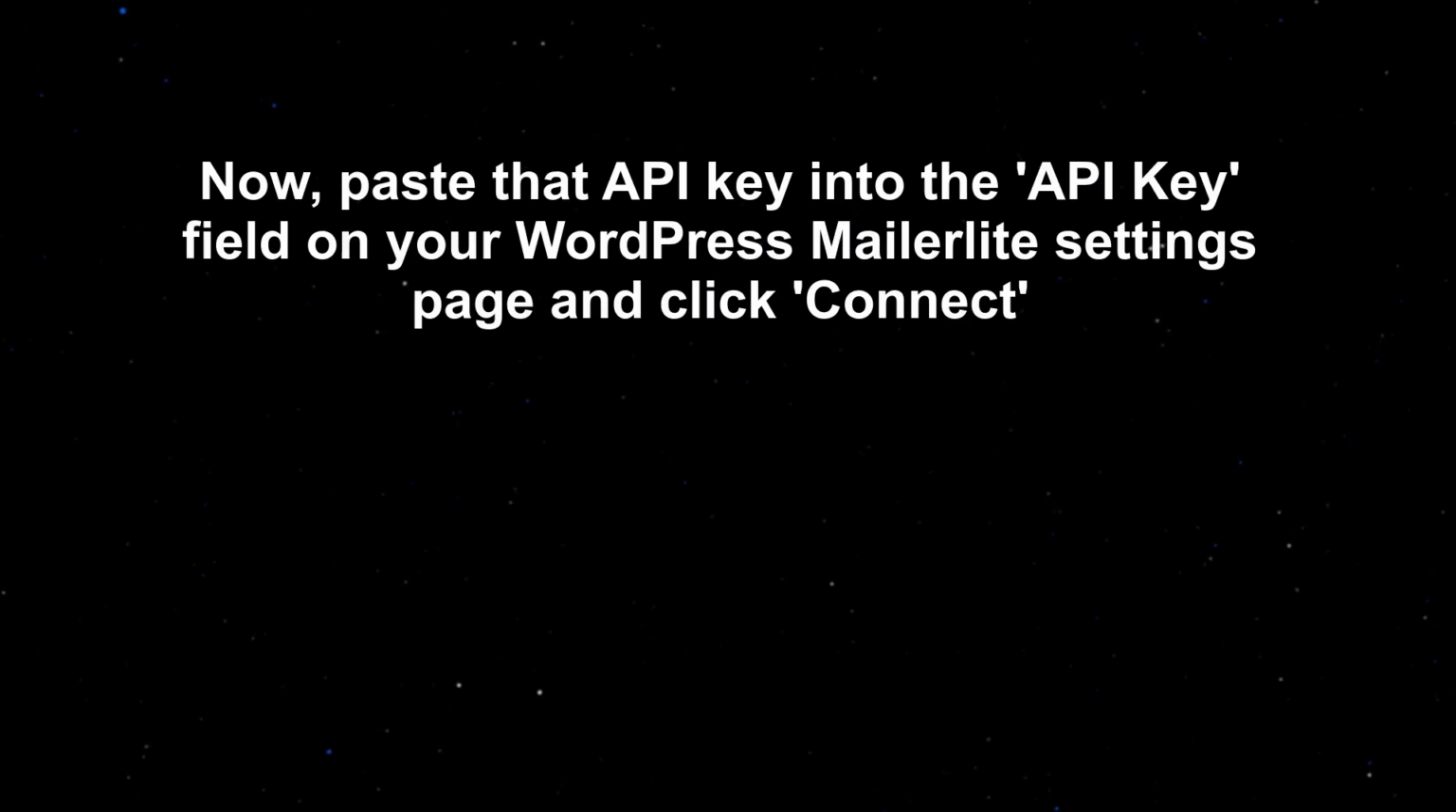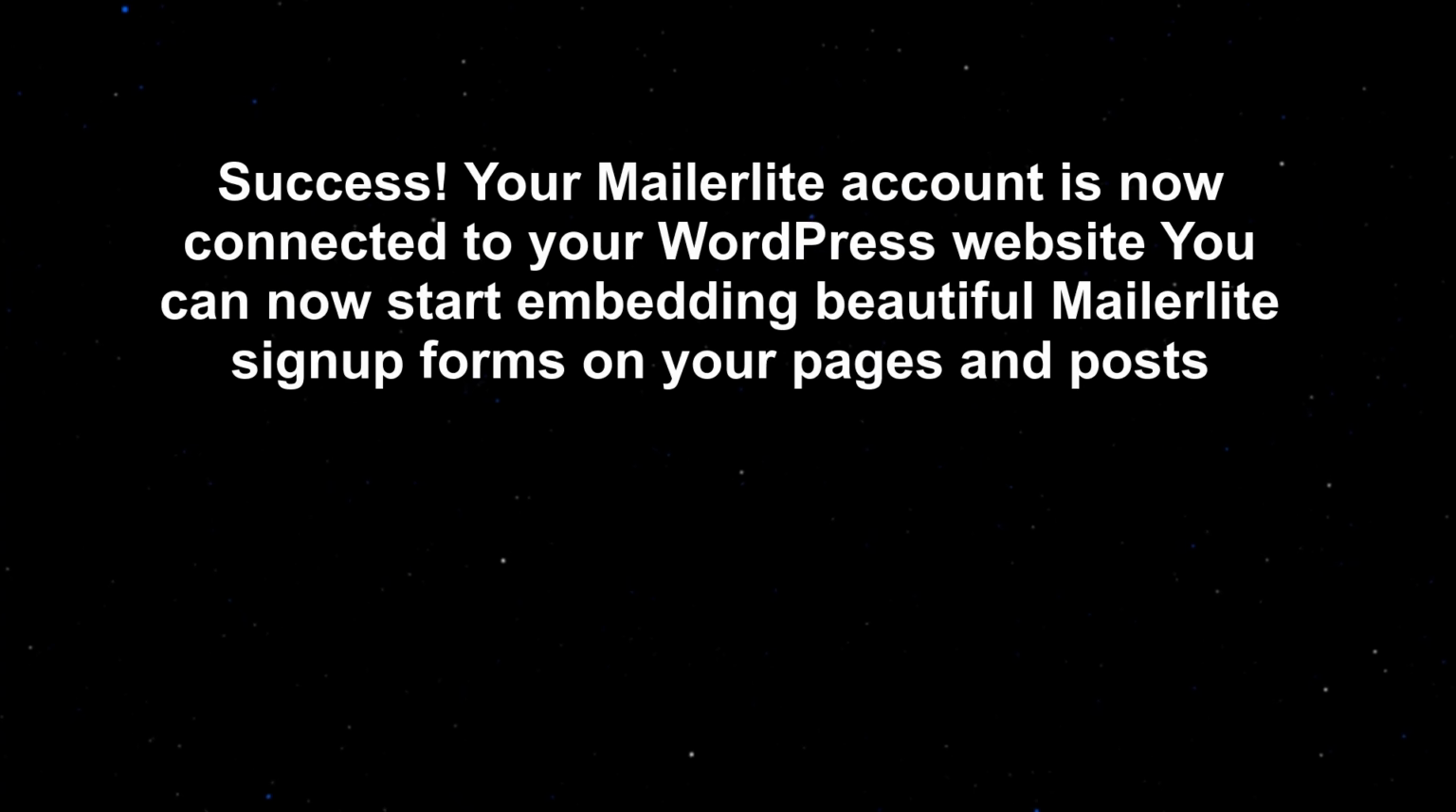Now, paste that API key into the API key field on your WordPress Mailerlite settings page and click Connect. Success! Your Mailerlite account is now connected to your WordPress website. You can now start embedding beautiful Mailerlite Signup forms on your pages and posts.